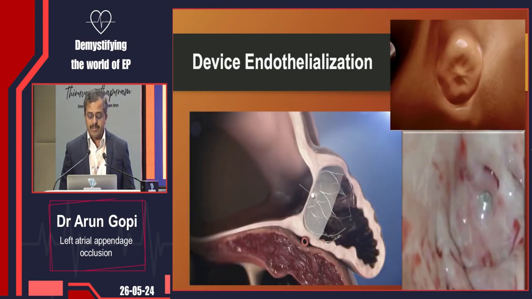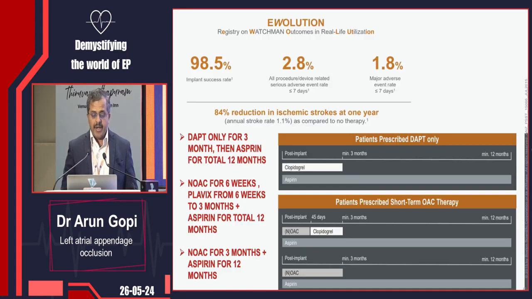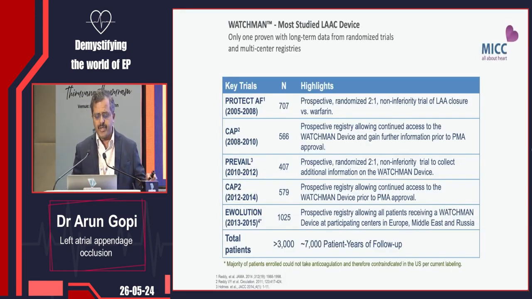Now, this concept came because the endothelialization typically happens at the end of 45 days. Now, with the EVOLVE registry, we know that we can even go away and do with a DAPT for 3 months and then aspirin for 1 year. That should be sufficient. And Watchman is the most studied device because we have a significant amount of data with Watchman.